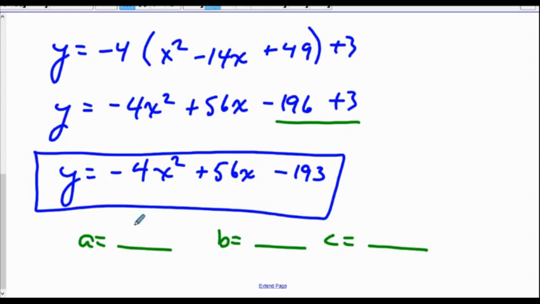And we're back. A is negative 4. B is positive 56. And C is negative 193.